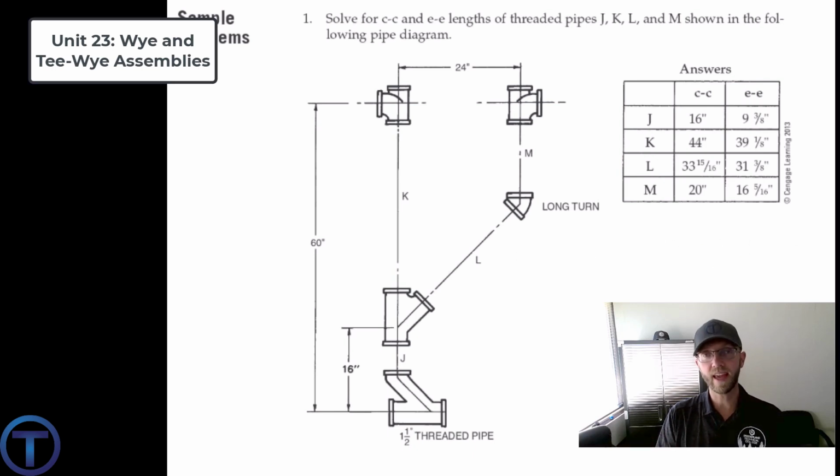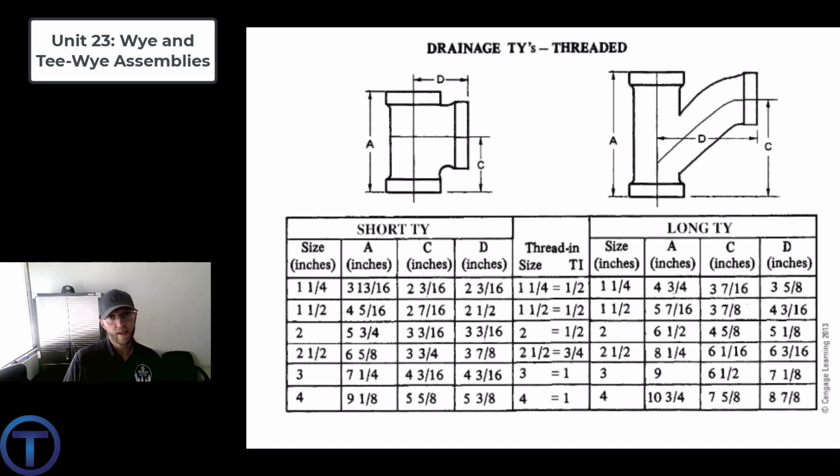Let's look at how we get our end to end as we use our data table in the back to be able to subtract for the fitting allowances for our different fittings on this sample problem. To find our fitting allowance for J, we're going to need to subtract for that combination fitting at the bottom of our system. And so we're going to jump back here to data table 10. At the bottom it has the drainage Tee-Wyes, or we've got our sanitary T and combination fitting. On the right are the combination fittings. Remember, we are dealing with 1.5-inch threaded pipe on this sample problem. So we come down here and we look up 1.5-inch and come across.